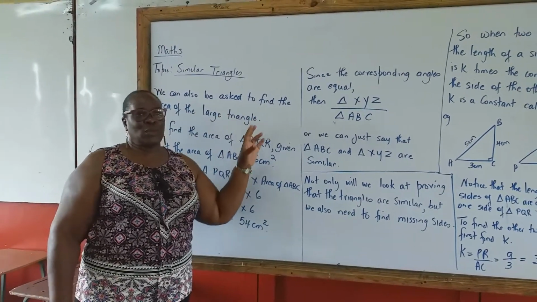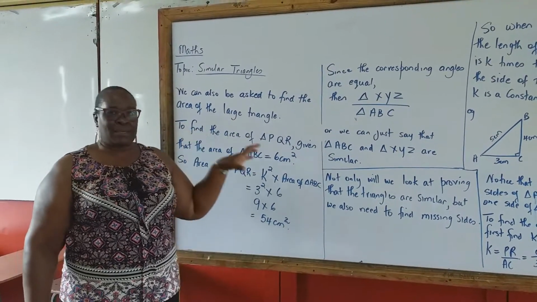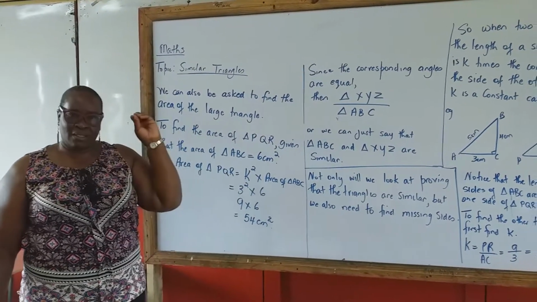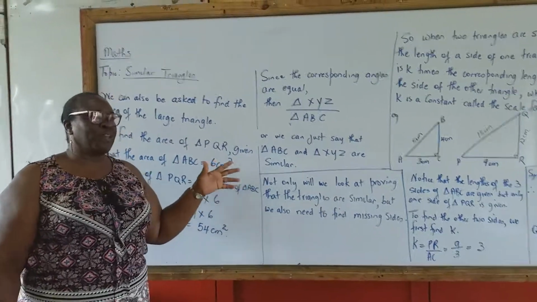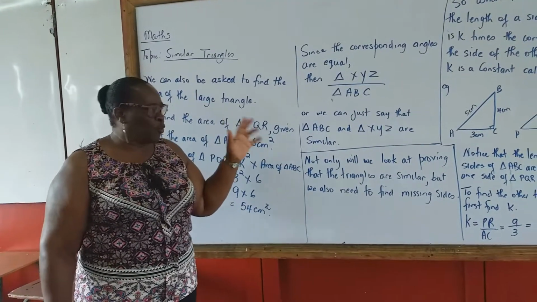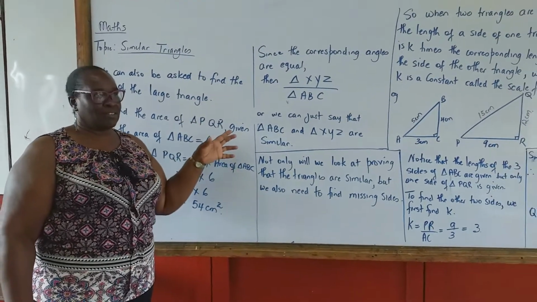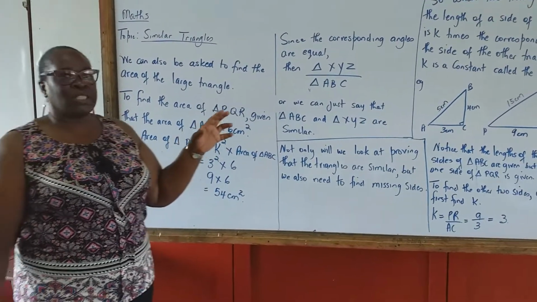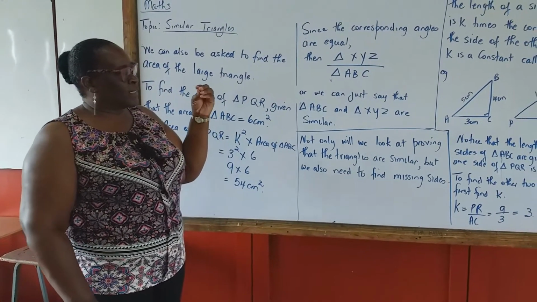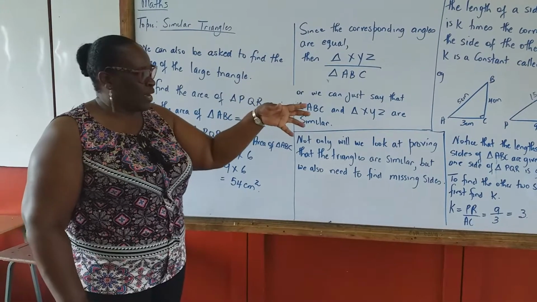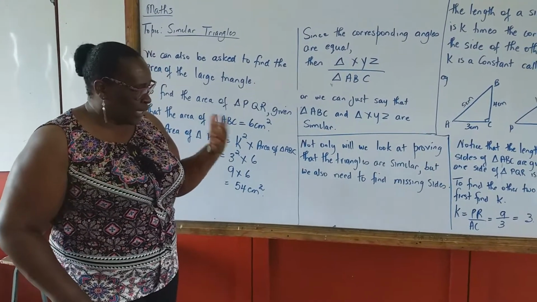I know that what we have done today is a mouthful, but let's recap what we did. First, we looked at what similar triangles are. Right? So that 2 triangles are similar if the corresponding angles are equal. Okay. Then we looked at how you prove that they are similar, and how we find the missing sides, right? And to find the missing sides, we must have the scale factor. How do we find the scale factor? It is the side of the larger triangle over the corresponding side of the smaller triangle. That will give you K.